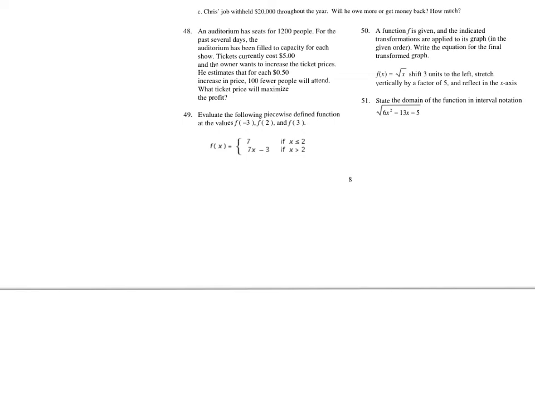All right, next up, number 48, optimization again. So an auditorium has seats for 1,200 people, and they've been filled to capacity, and its tickets are currently $5. He estimates that for a 50 cent increase, 100 fewer people will show up. So I always convert that: 50 cents will be 100 less. I always convert that to $1, and so that's going to obviously change it by 200 because it's double the amount.